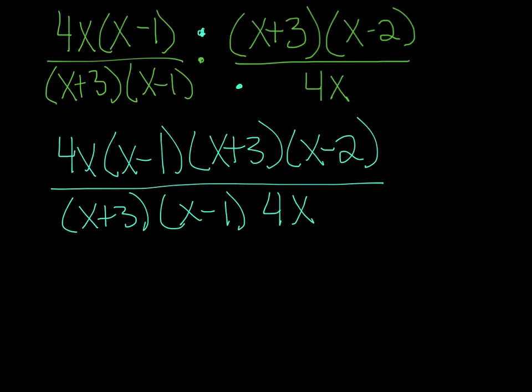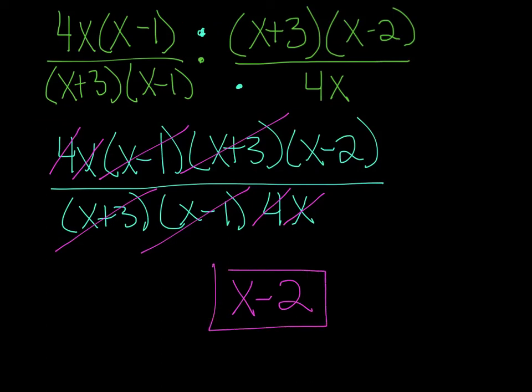And now we can look at what we can cancel out. I've got a 4 here and a 4 here. They cancel out. 4 divided by 4 is 1. I have an x here and an x here. Those can cancel out. I have an x minus 1 here and an x minus 1 here, so those can cancel out. There's an x plus 3 here that cancels out with that x plus 3, and all that is left of all of this is x minus 2. So that is the simplified version.